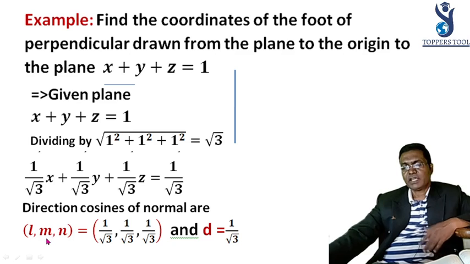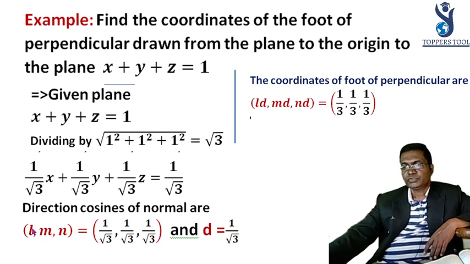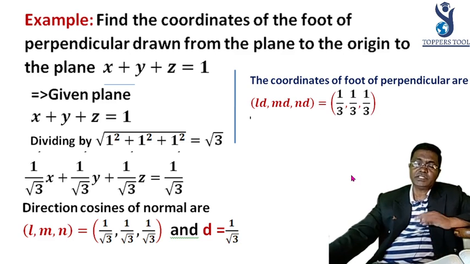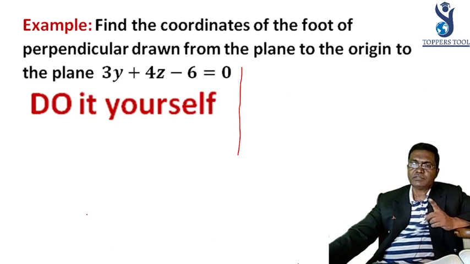Now you can write the coordinates LD, MD, and ND. So 1 by root 3 into 1 by root 3 gives you 1 by 3. Similarly, 1 by root 3 into 1 by root 3 gives you 1 by 3. And this is also 1 by 3. So in this way you can find the coordinates of the foot of perpendicular. There is one more example for your understanding. Please try it.